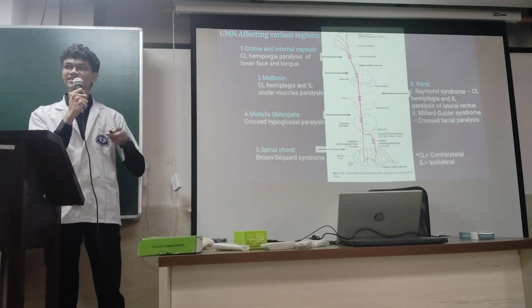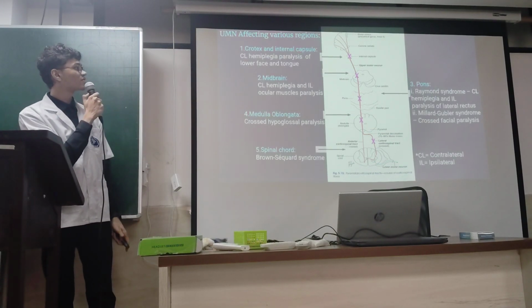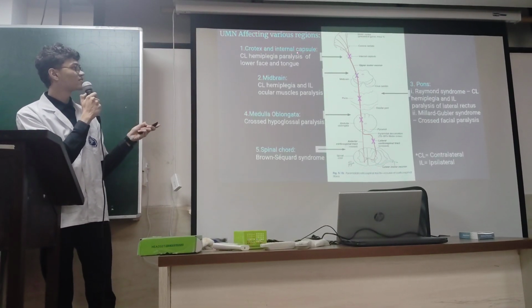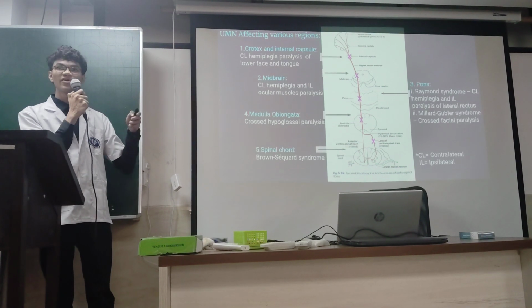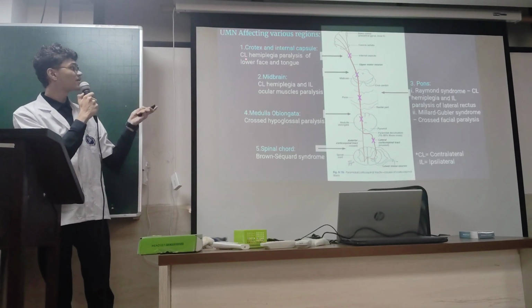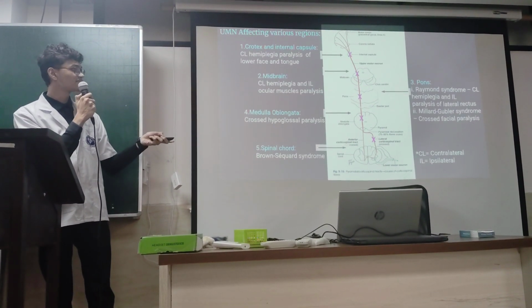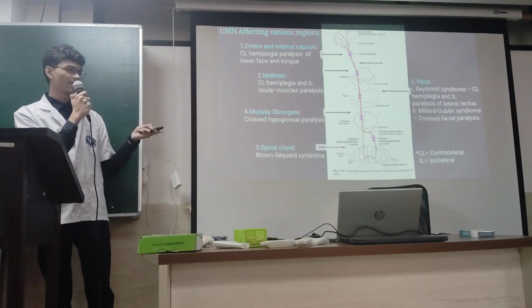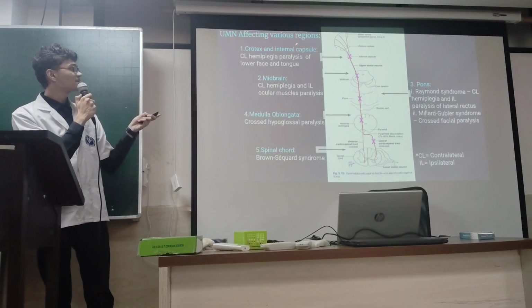Now there are various places where the upper motor neuron lesion can occur. First is the cortex or internal capsule. Basically, before the decussation it causes contralateral hemiplegia. After the decussation it causes ipsilateral hemiplegia. In the cortex and internal capsule, this affects the lower face and tongue.